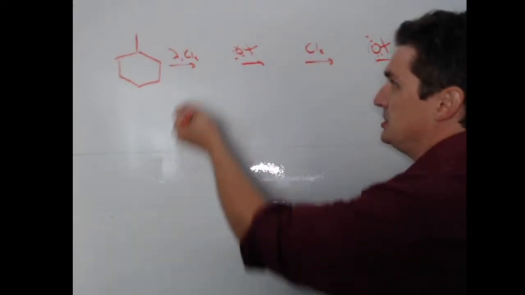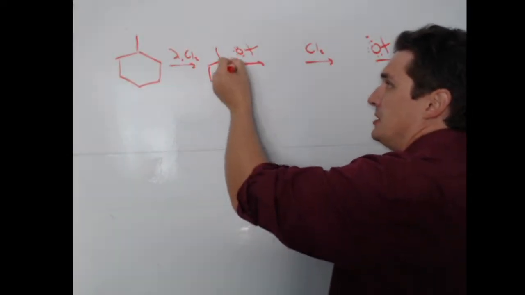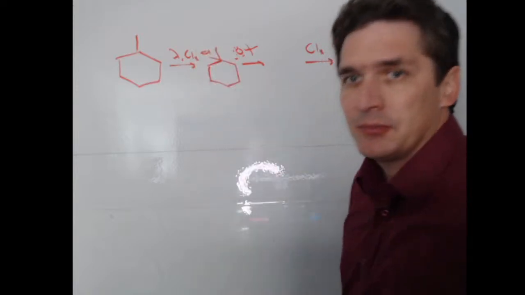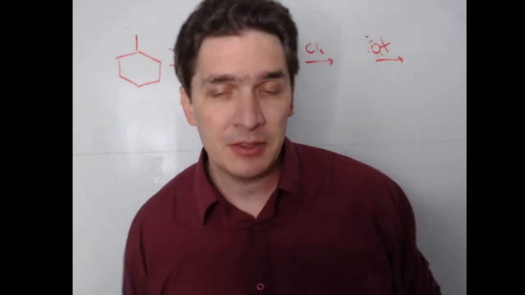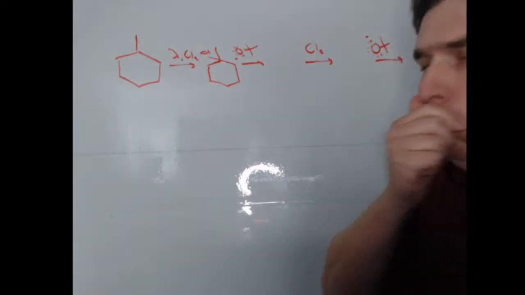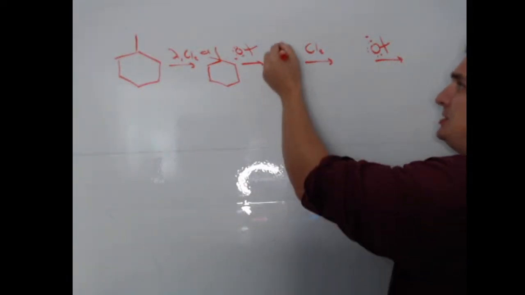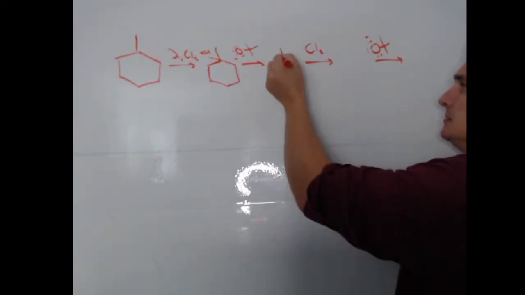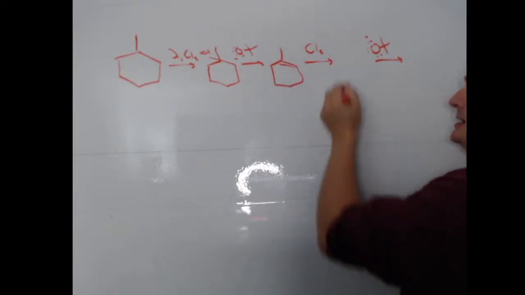So first halogenation, we're going to assume monohalogenation. We're going to get the chloromethyl cyclohexene, 1-chloromethyl cyclohexene. Elimination will get us the 1-methyl cyclohexene.